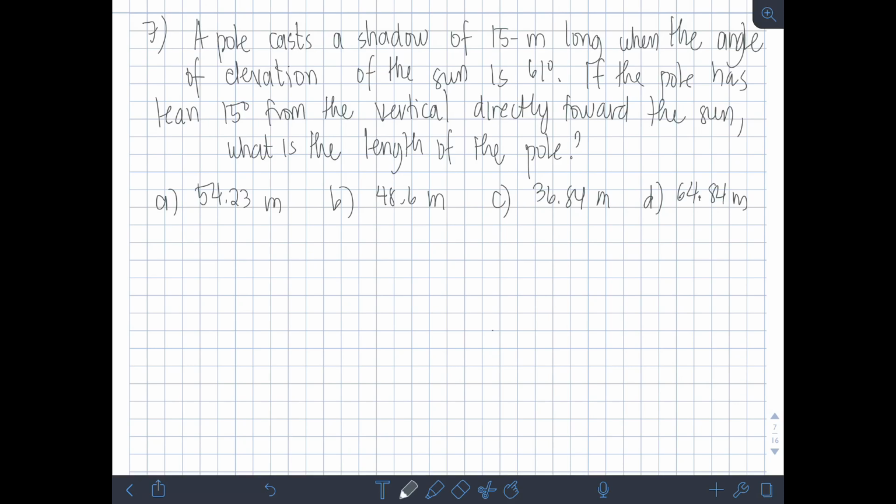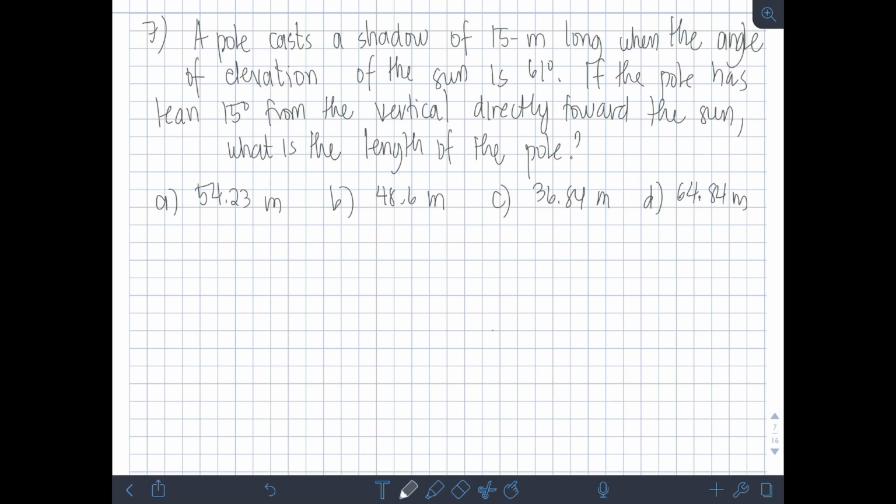Okay? Next, we have a pole that casts a shadow 15 meters long when the angle of elevation of the sun is 61 degrees. If the pole has leaned 15 degrees from the vertical directly toward the sun, what is the length of the pole? Okay, so let's say meron daw tayong pole tapos nagkakasya ng shadow.